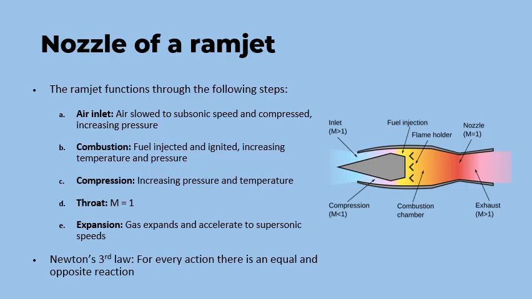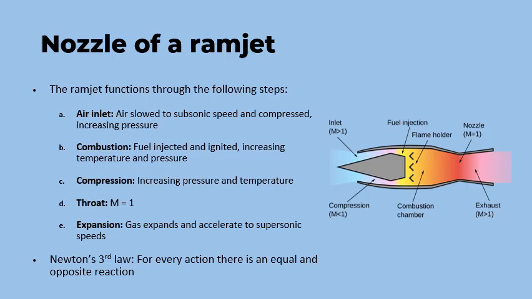Let's talk more specifically about how a ramjet works by discussing how the air travels through its various components. First, the air enters the engine through its inlet at supersonic speeds, where it is slowed down to subsonic speeds, increasing the pressure. After fuel is injected and ignited due to the high pressure and temperature in the combustion chamber, the pressure and the temperature of the air sharply increases.